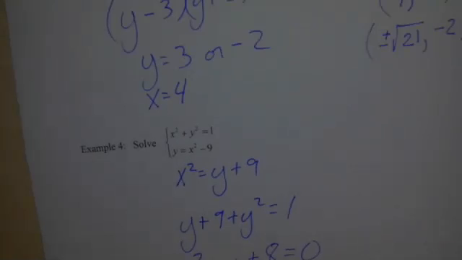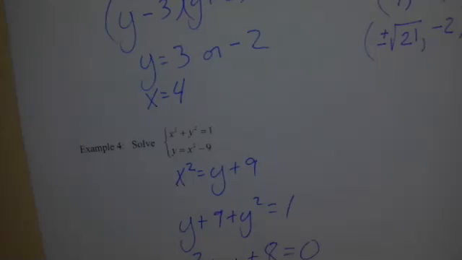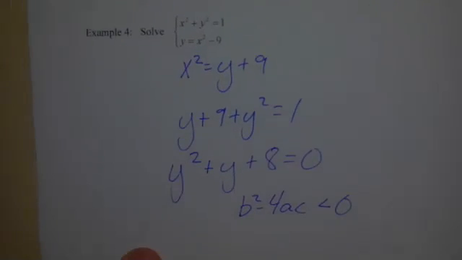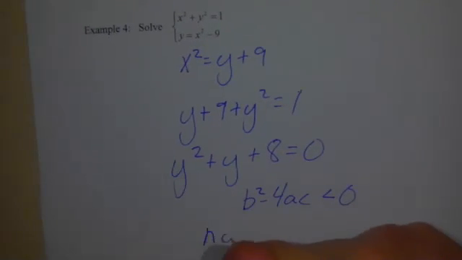No solution, because b squared minus 4ac is less than 0. b is 1, and 4, a, and c are all at least 1. So no solution on this one. No solution.